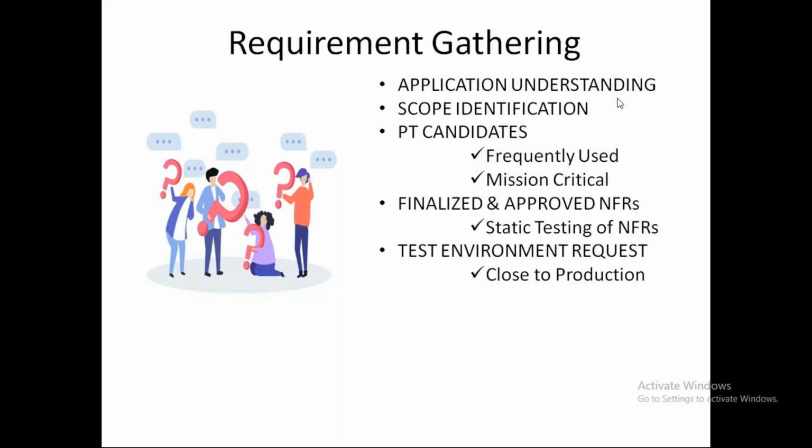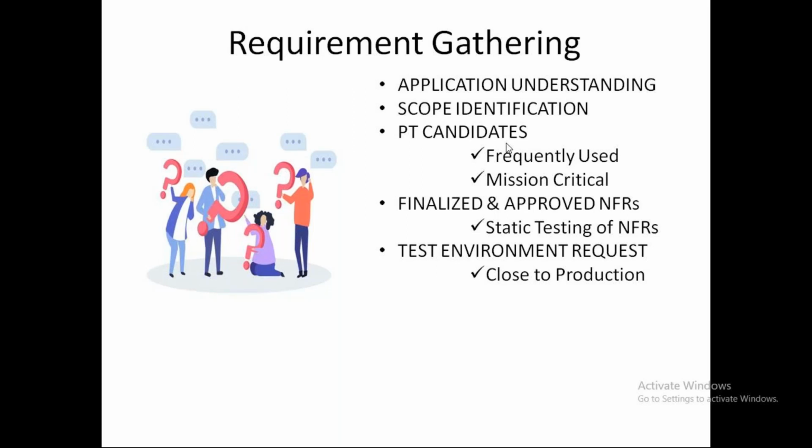Those are all things you have to identify. You have to identify your scope. Next, the performance test candidates in your application. Now you have understood your application, you want to know which all user journeys.